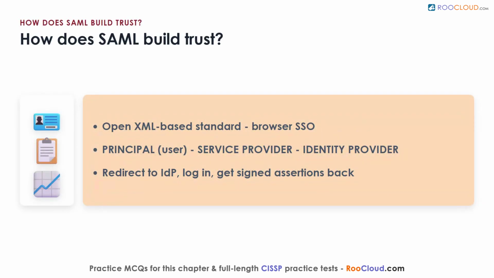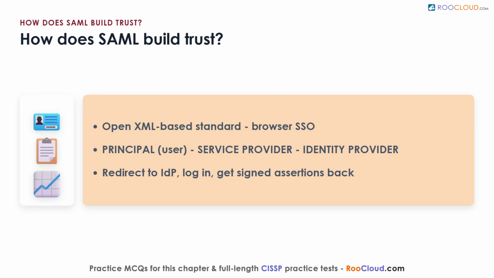How does SAML let organizations trust each other? Security Assertion Markup Language is an open XML-based standard that carries authentication and authorization details between federated organizations, and it powers single sign-on in the browser. It runs on 3 players. The principal is the user trying to reach a service. The service provider is the site the user wants, like an investment portal. The identity provider is the trusted third party that actually holds the credentials.